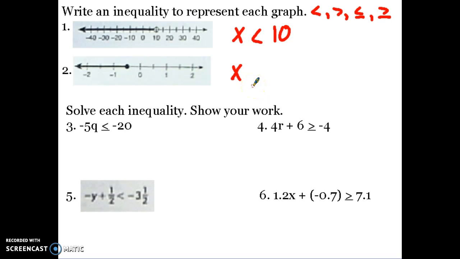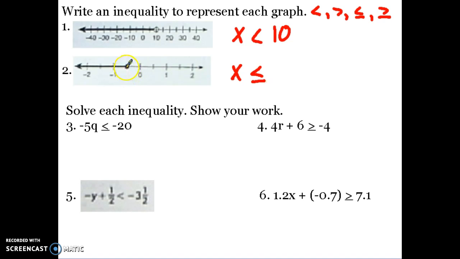All right, for number 2, again, you use your variable. Look at which direction is being shaded. We're shading everything to the left, which means it's going to be less than. The circle is filled in, so that means it's going to be less than or equal to. And now I'll look at the number that the graph starts with.